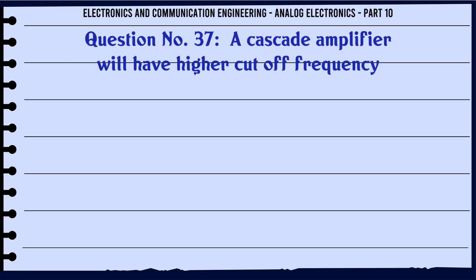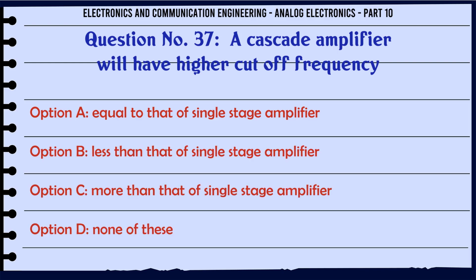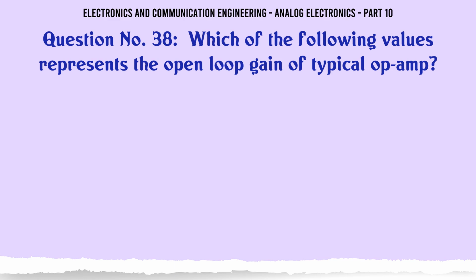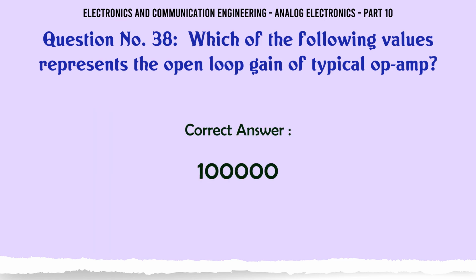A cascade amplifier will have higher cutoff frequency A. equal to that of single stage amplifier, B. less than that of single stage amplifier, C. more than that of single stage amplifier, D. none of these. The correct answer is less than that of single stage amplifier. Which of the following values represents the open loop gain of a typical op amp? A. 100, B. 10,000, C. 1 lakh, D. 10 lakhs. The correct answer is 1 lakh.